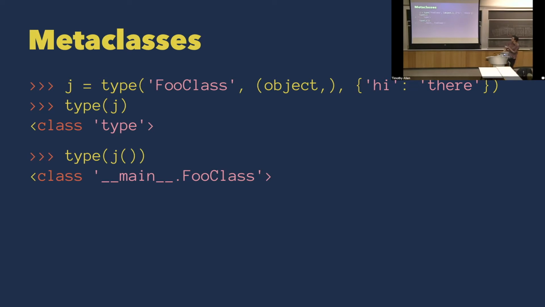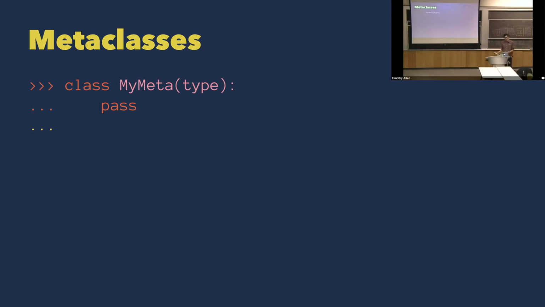Also, when you instantiate a class, it gives us an instance. How do we create a metaclass just like type? The same way we create any other class. We inherit from type, and we've created our first metaclass. That's it right there. It's pretty simple. Since type is a class, we can just extend from it just like this.